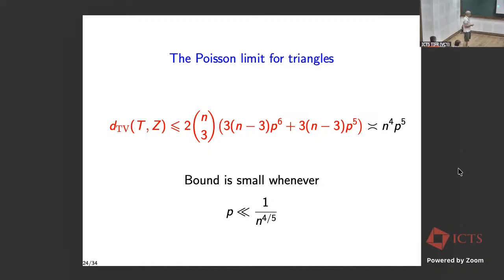Again, if you put in p equals 1 over n or lambda over n, you'll get a Poisson limit, but p can be larger than constant over n, in which case lambda diverges, and yet you have a Poisson approximation within this regime.